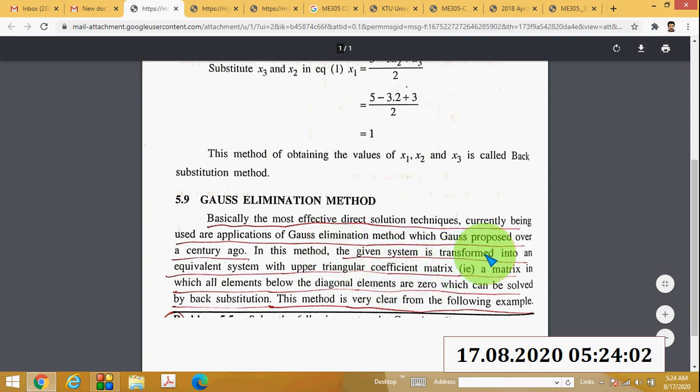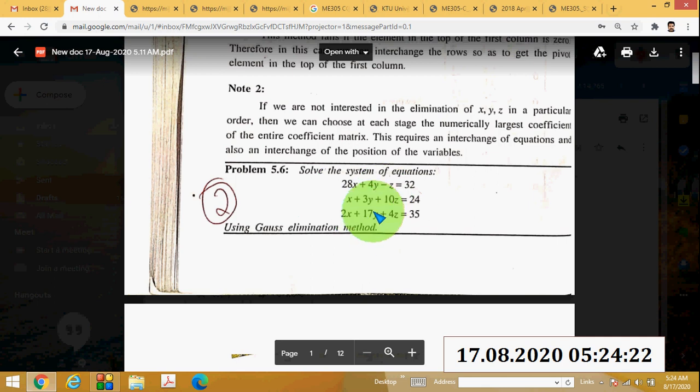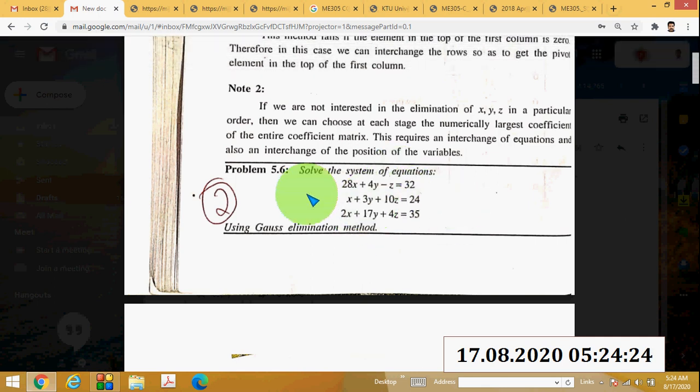In this method, the given system is transformed into an equivalent system with upper triangular coefficient matrix, that is a matrix in which all elements below the diagonal elements are 0, which can be solved by back substitution. So this is the method. I will explain with the help of an example.